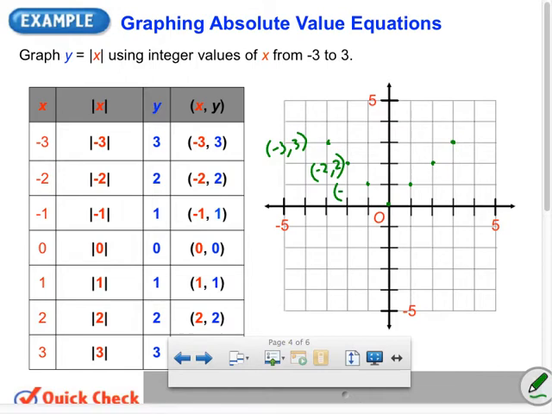It's not a parabola. A parabola has curves. This one doesn't have curves. So here's what this graph looks like. It's a V. Got it?